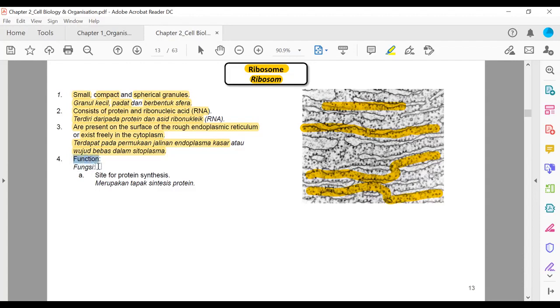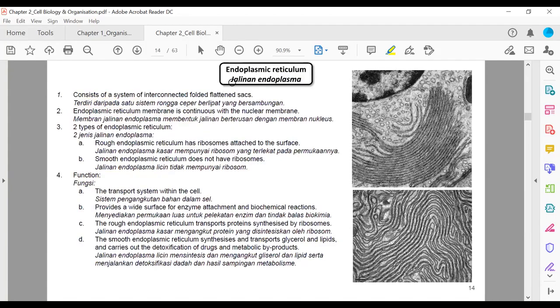Fungsi dia. Apa fungsi ribosome? Fungsi ribosome ialah site for protein synthesis, merupakan tapak sintesis protein, tempat di mana protein dihasilkan. So ribosome is the one that produces protein. Dia yang menghasilkan protein. You know what is protein, right? So where it comes from? It is produced by ribosome. Finish. Very simple about ribosome.